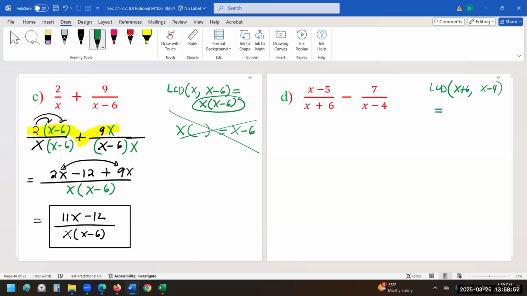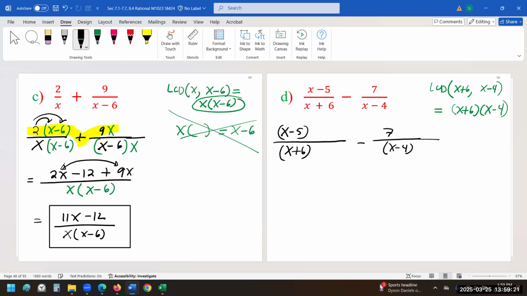Can you multiply x plus 6 by something and it will turn into x minus 4? No. Good. So what is the LCD? Their product, x plus 6 times x minus 4. So let me rewrite. Now our LCD is x plus 6, x minus 4.